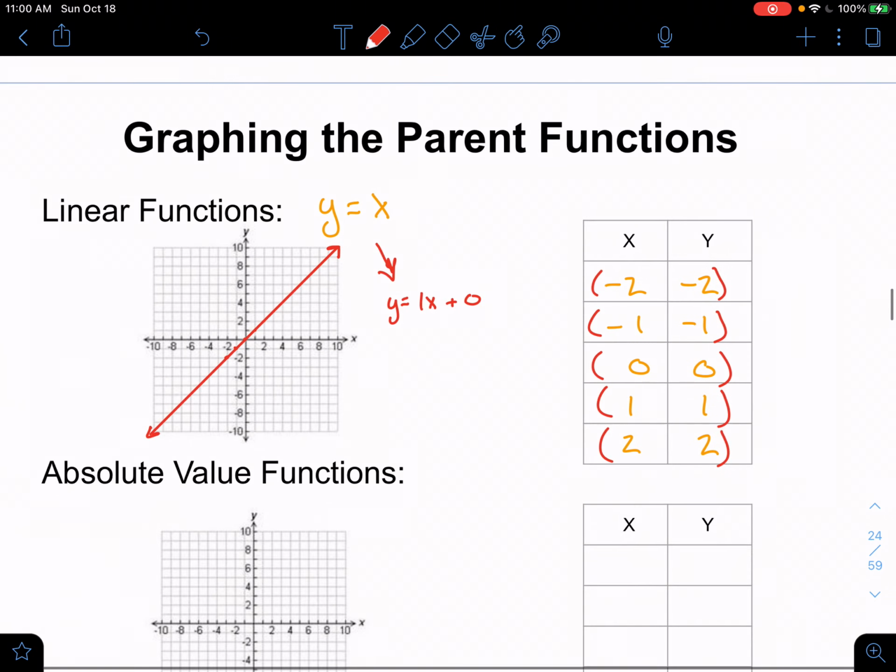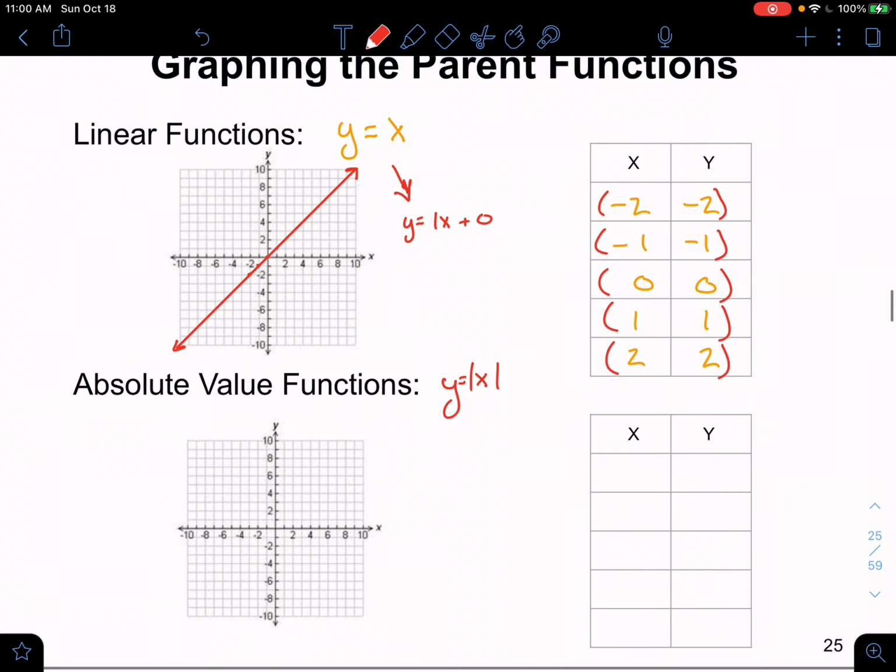Talking about absolute value functions, so again, this is when y is equal to the absolute value of x. It's important to remember that the absolute value function makes a number positive. Now, what I didn't say there is that it changes the sign. It only makes it positive.